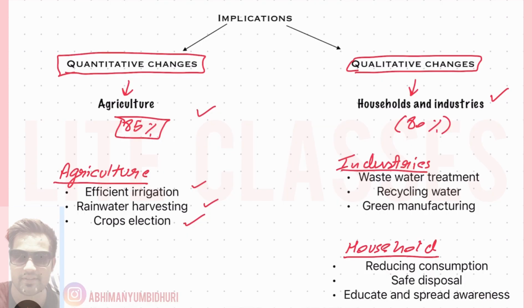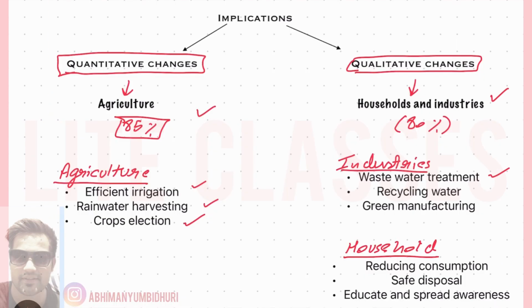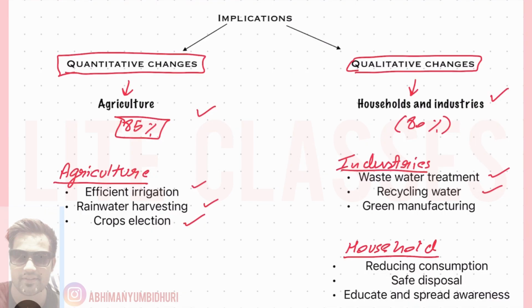In industries, through wastewater treatment, before releasing water back into nature, industries should treat it to remove harmful chemicals and pollutants. By recycling water, industries can reuse water within their processes, reducing the total amount of fresh water they consume. By adopting eco-friendly processes and technologies, they can minimize water use and contamination.